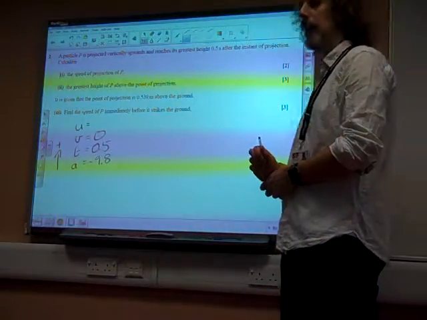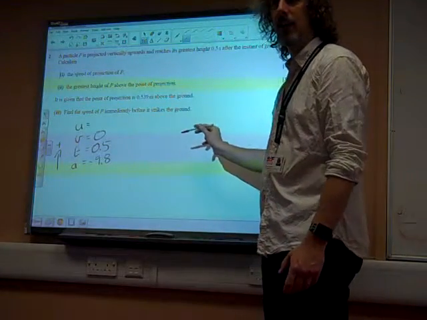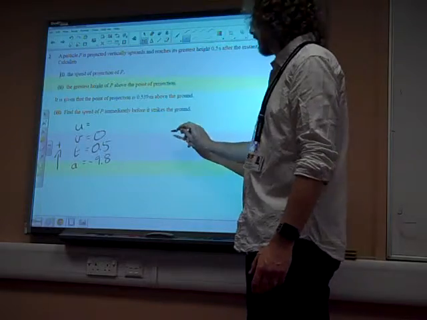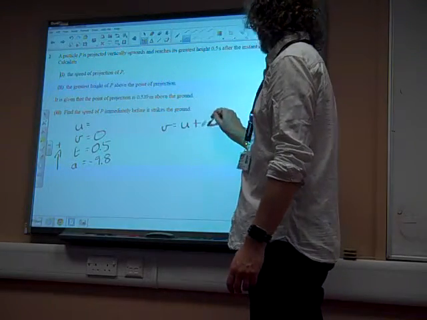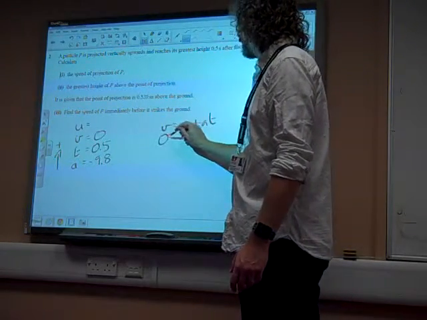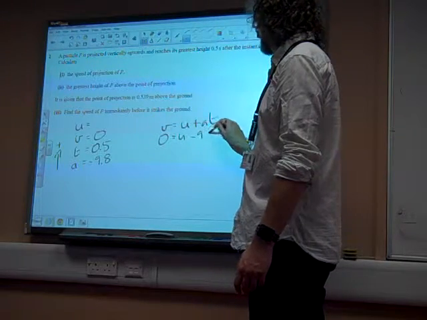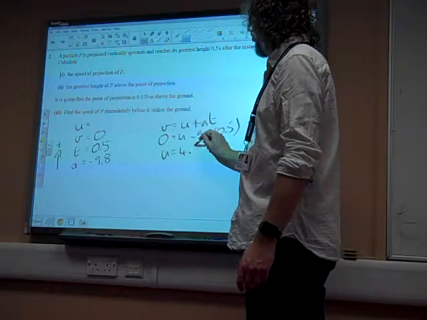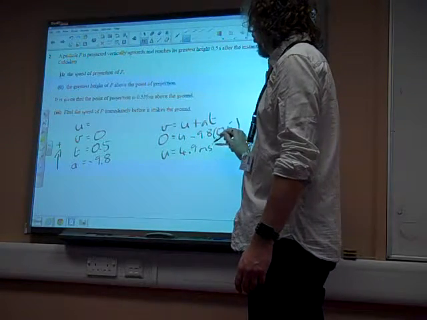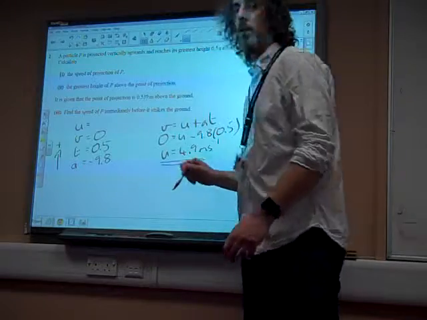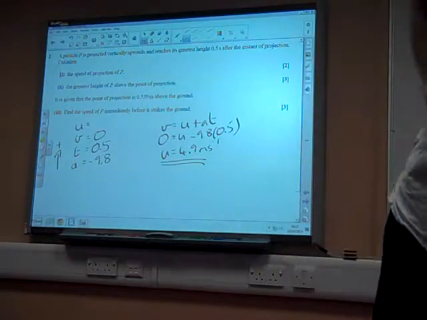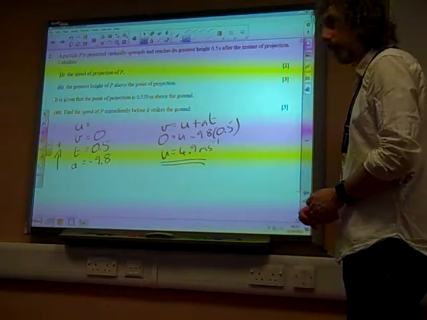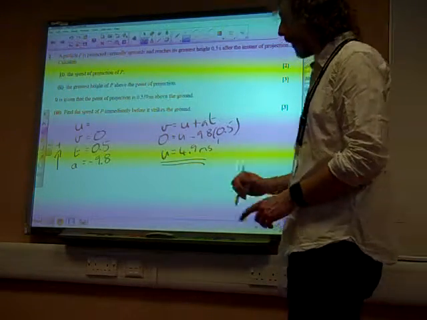So what connects U, V, T and A? This is where you tell me the equation. Yeah. Nice, easy, 2 marks to start with. 0 is U minus 9.8 times a half, giving us U equals 4.9 metres per second. What a great 2 marks to begin with. We're laughing about that. Find the greatest height of P above the point of projection.